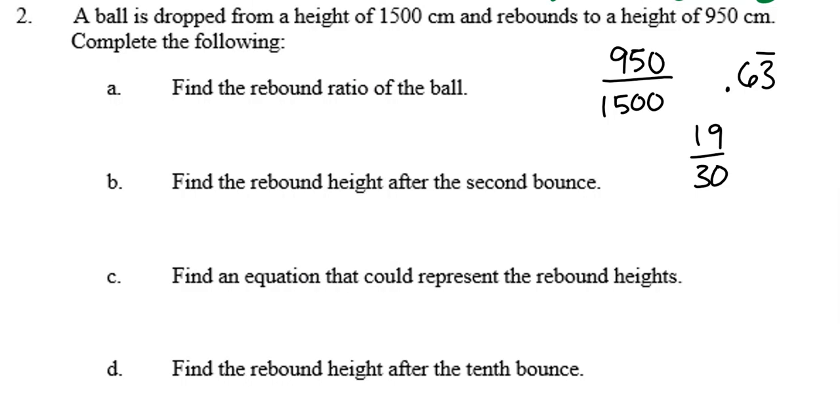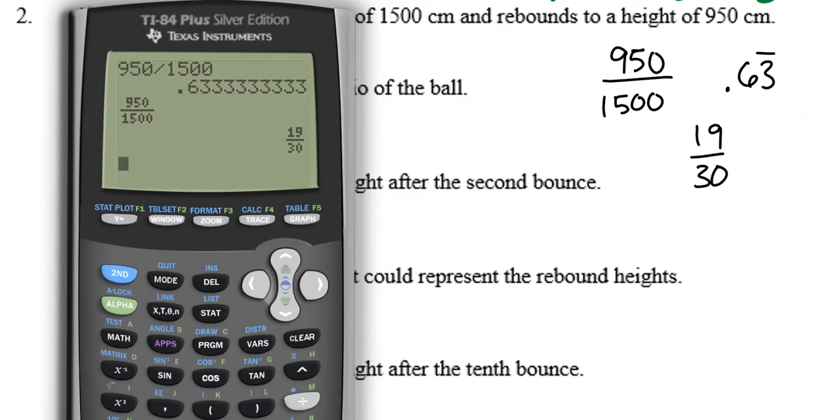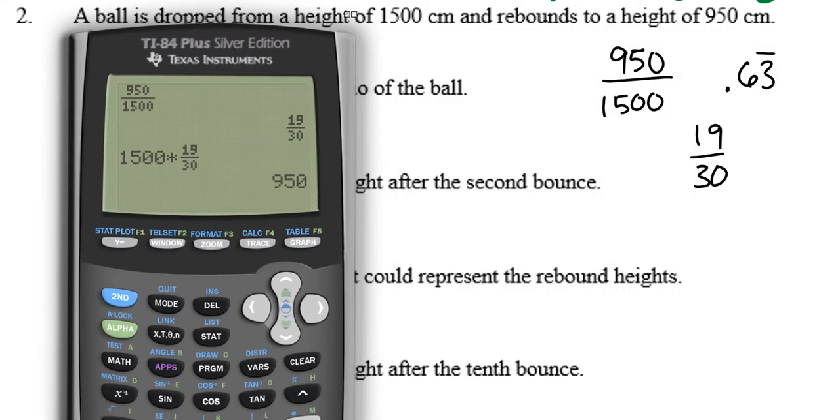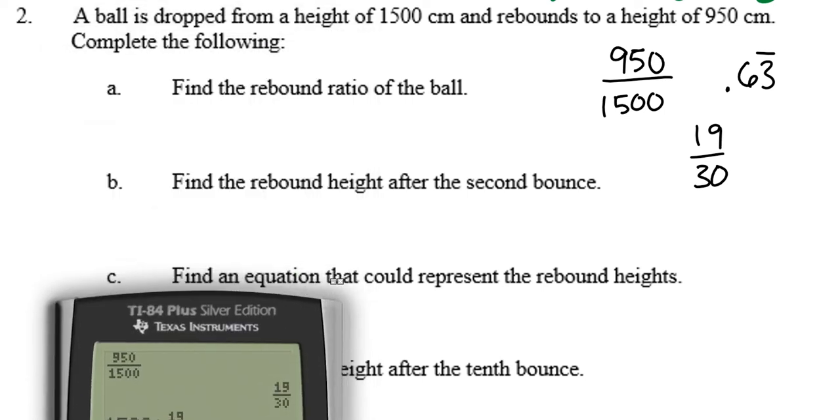So if I drop the ball again from an initial height of 1,500 and I multiply that by this rebound ratio, so I'll just hit multiply and grab it, there's the rebound ratio. When I do that, I get exactly 950. So the rebound ratio of the ball is 19/30ths, or 0.63 repeated, or 950 over 1,500. I'll go ahead and indicate that this is my answer for the first question. I'll put a box around this.